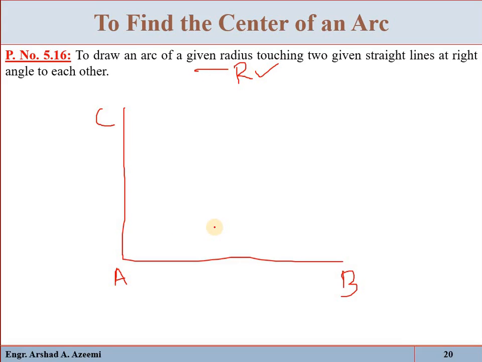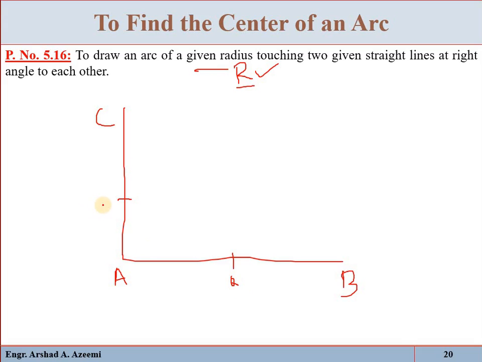So with center A and radius equal to R, meaning the radius of the arc we have to draw, draw the arcs here. Suppose P and Q.